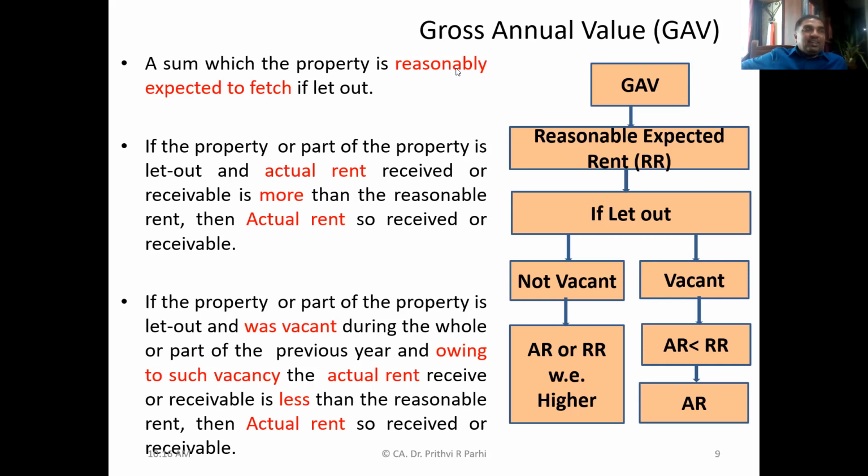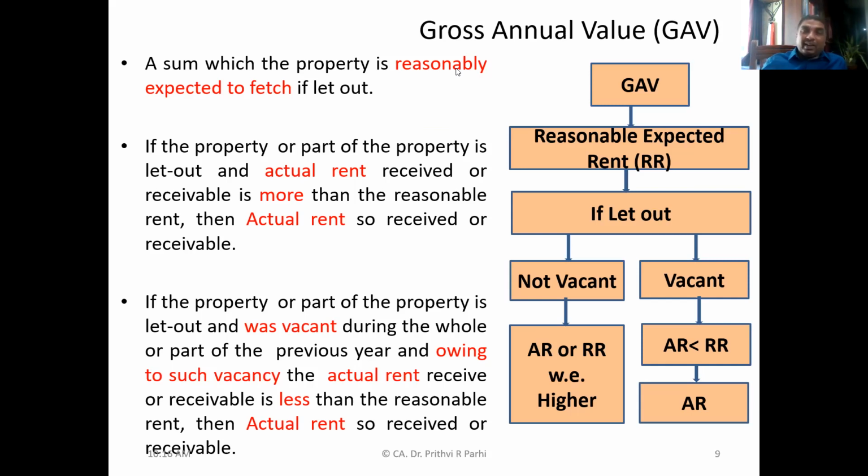Let us assume the actual rent is more than that. Let us say the actual rent is 1,40,000 rupees. Then what is the gross annual value? 1,40,000. That part is clear up to this. Now, but the property was vacant for some period. Let us say it is vacant for 6 months.